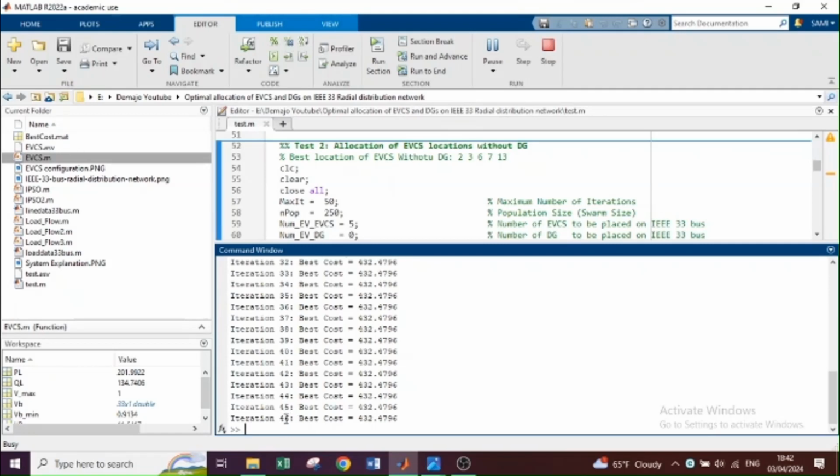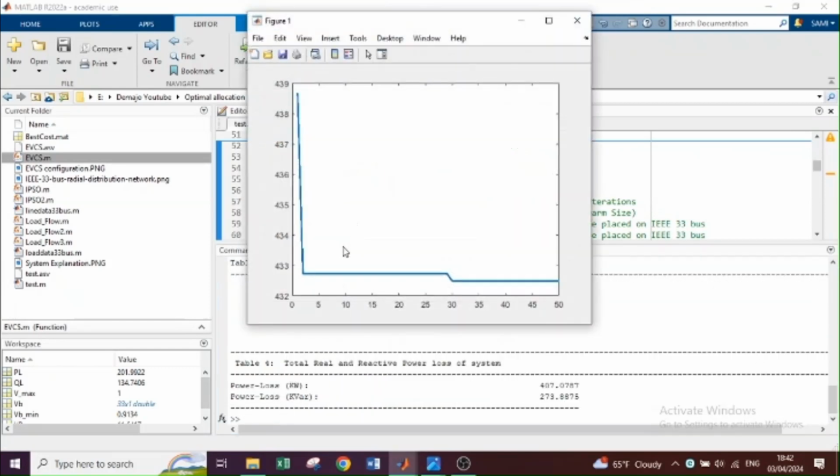So the iteration is reaching 50, which we set right now, and we have the summary of the results. As you can see, the fitness value tends to reach the lowest possible. For the first trial, it was 438, and then it reduced to 432, and at the end it reached 432. There is no unit for this because, as I said, it's just a summation of power loss and voltage deviation.